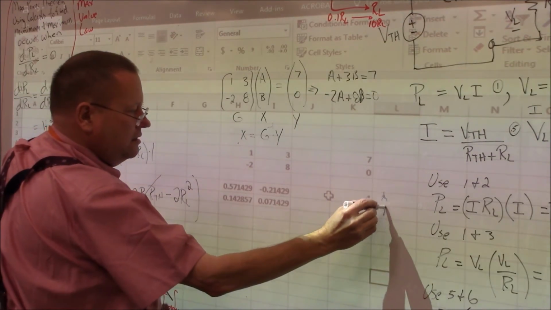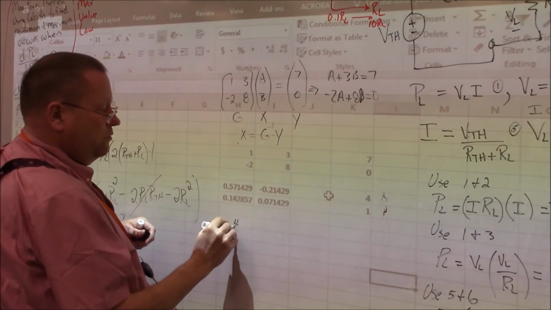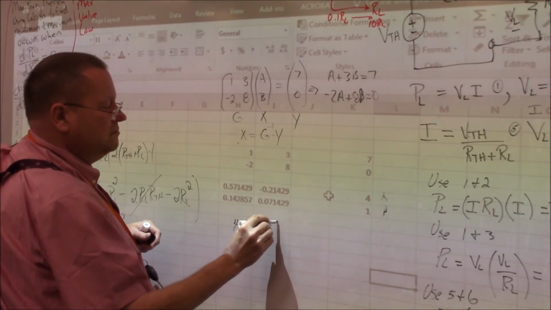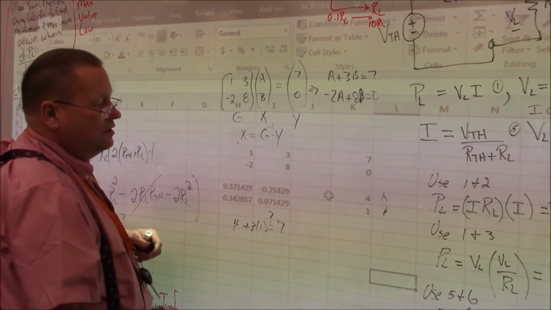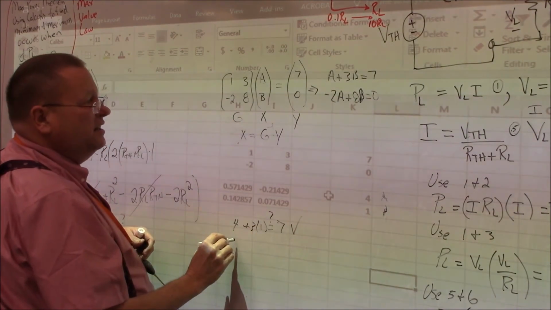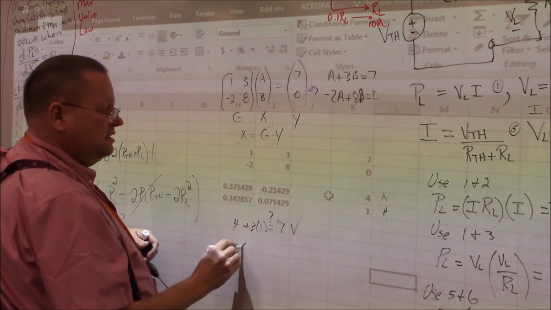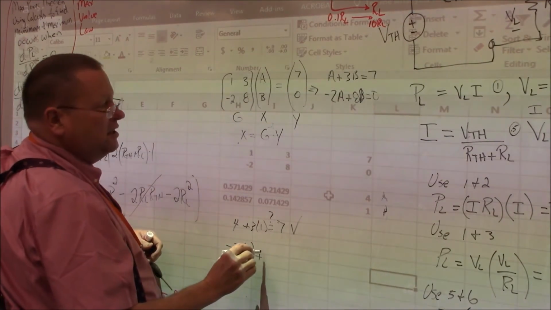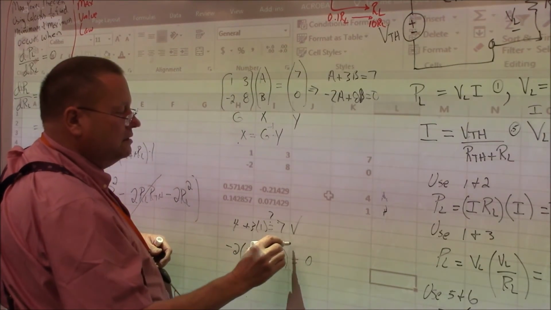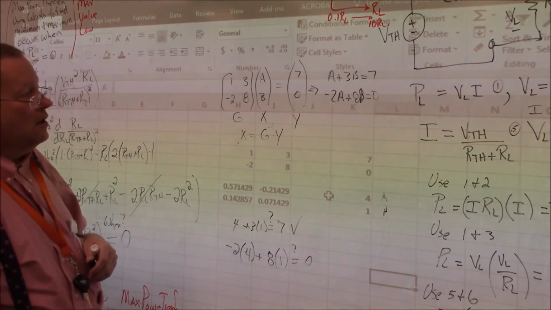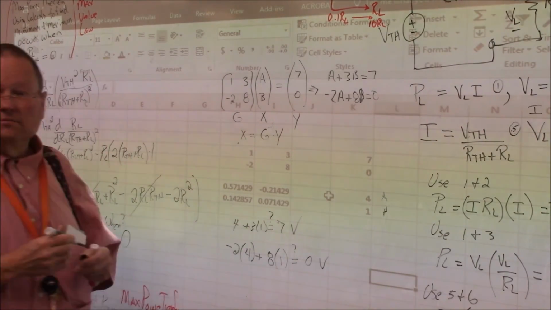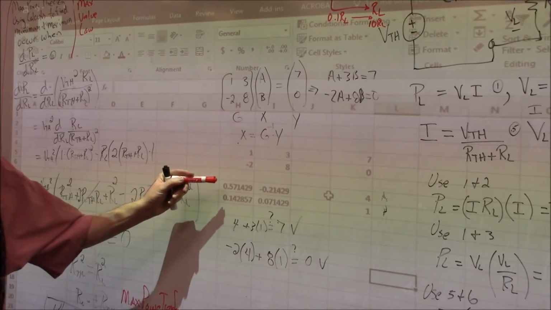Plus 3. B, so is 1 4 plus 3 times 1 equal to 7? Which is true. Right? Yep, true. And then minus 2 times 4 plus 8 times 1 equals 0. So minus 8 plus 8 equals 0. Check.